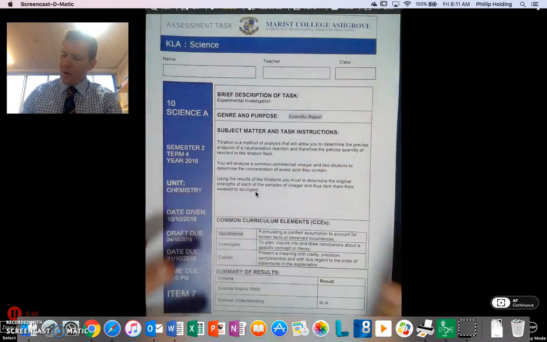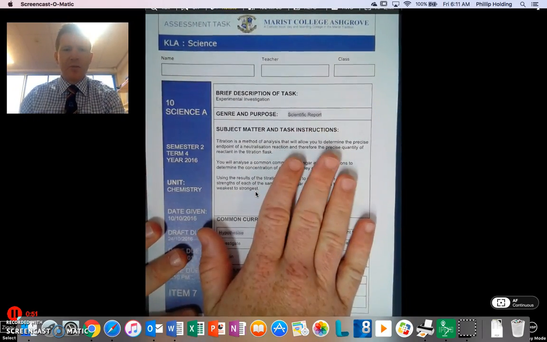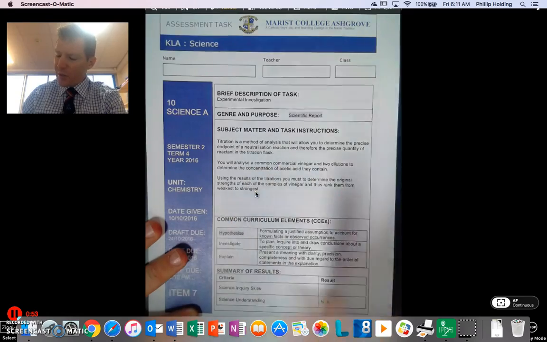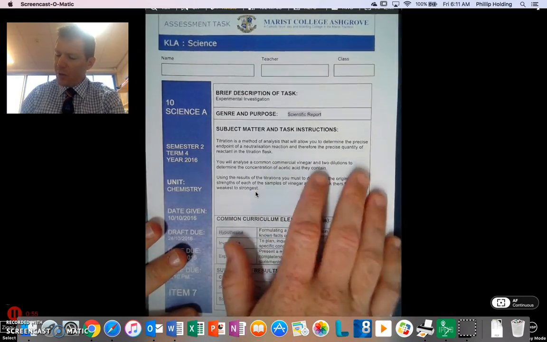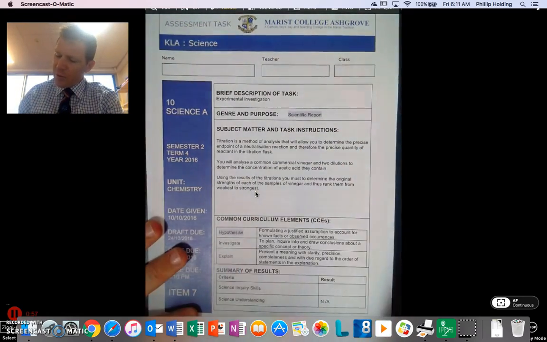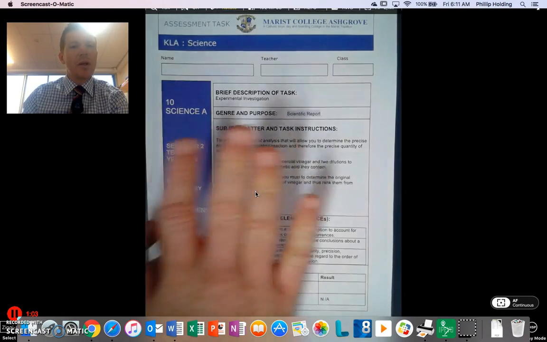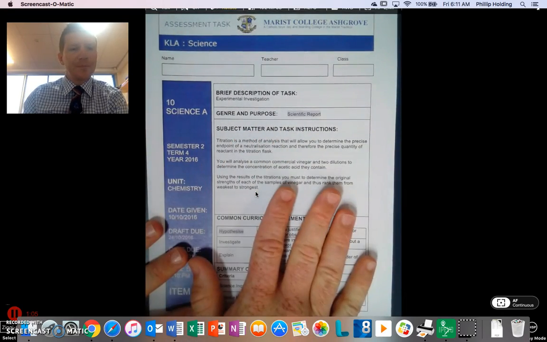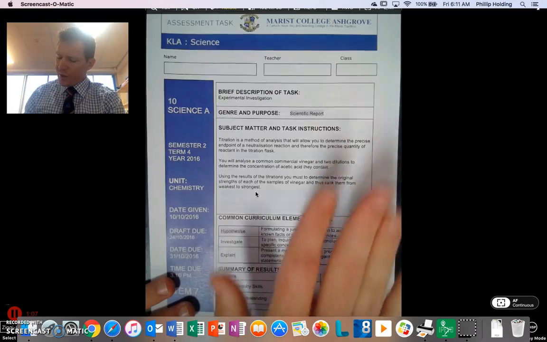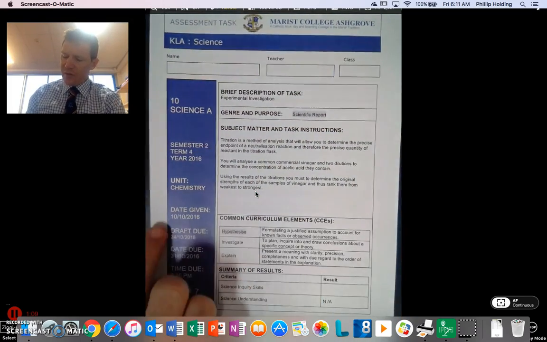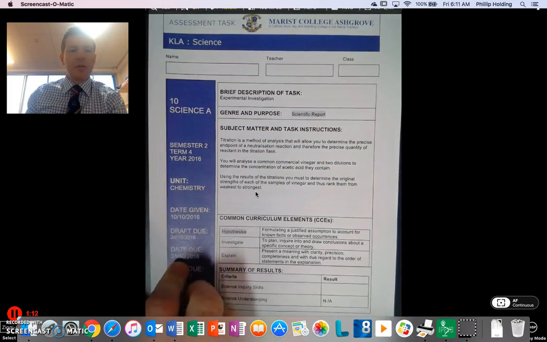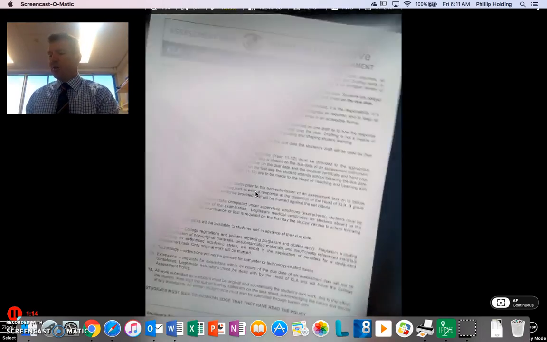Okay, so first of all, we've got our subject matter and task instructions. Titration is a method of analysis that will allow you to determine the precise endpoint of a neutralization reaction and therefore the precise quantity of reactant in the titration flask. So you'll talk to your teacher and they'll explain what all that means and go from there. The usual information is on the front of them, the due dates depending on when you're doing this in your class, and then we move on to the next section.